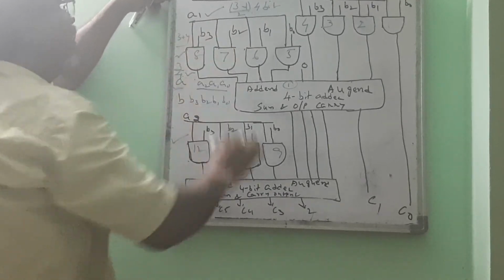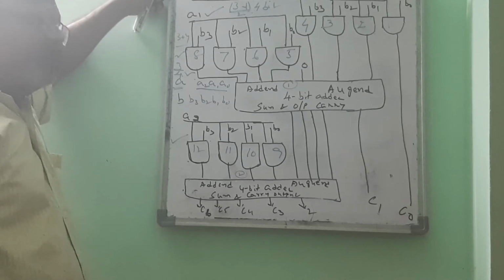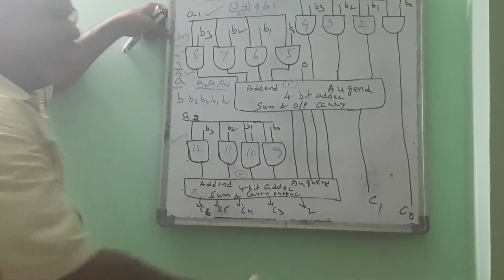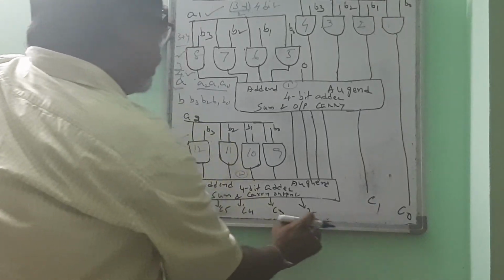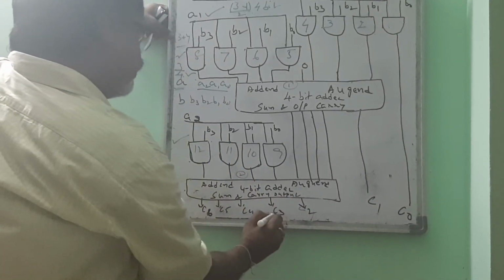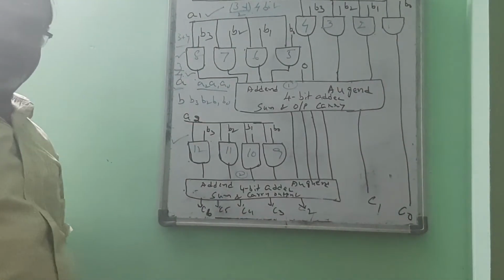So here is 3 plus 4. J value is 3, K value is 4. J plus K bits will be the result. So J plus K is 7. Here bit 1, 2, 3, 4. This is C2 here. 4, 5, 6, 7. So totally 7 bits is the result.